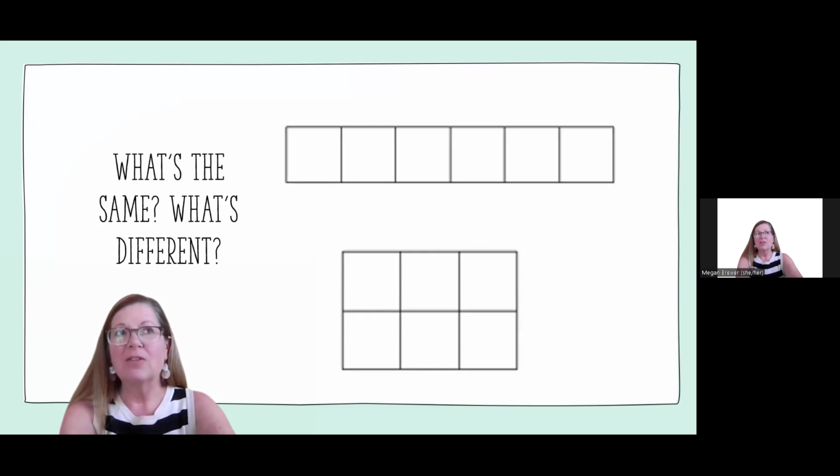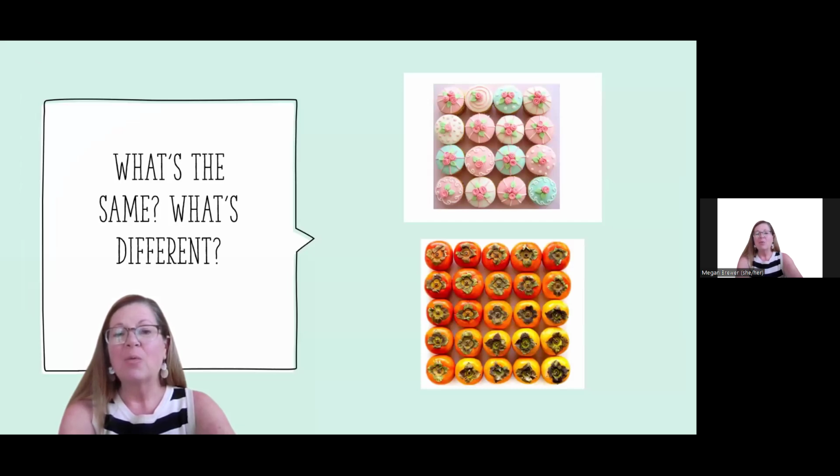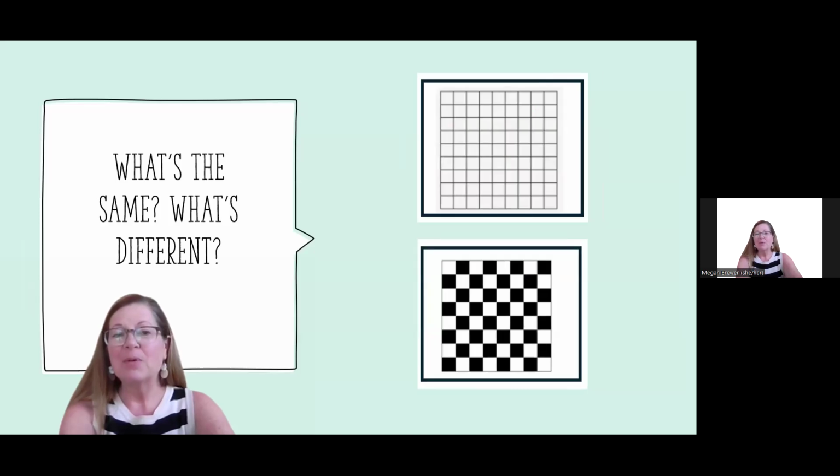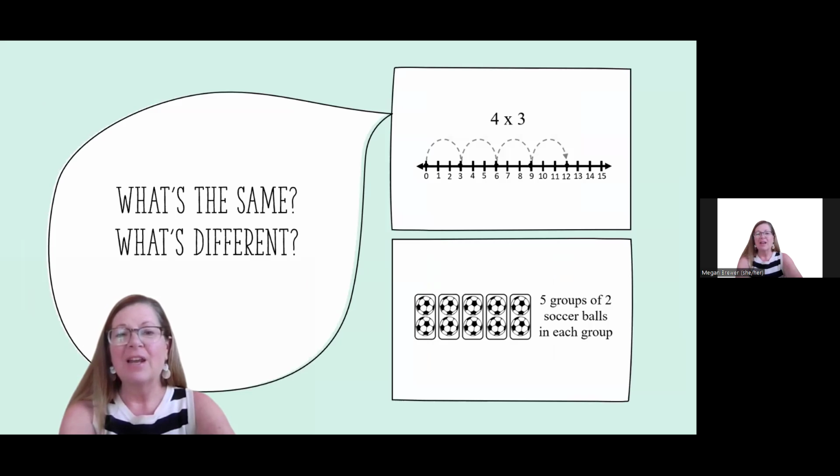Here, some examples with the area model. There's 6 on both. We have 1 times 6 on the top is 6, and 2 times 3 is 6 on the bottom. Here we have an area model with items, cupcakes, and I think those are tomatoes. So what's the same, what's different? Here we have some square number examples. And here we have the number line and a word problem demonstrating multiplication.